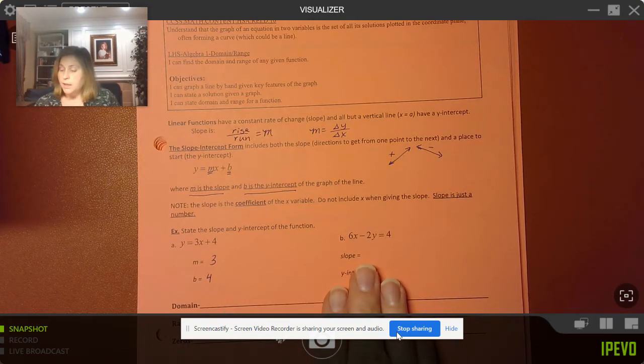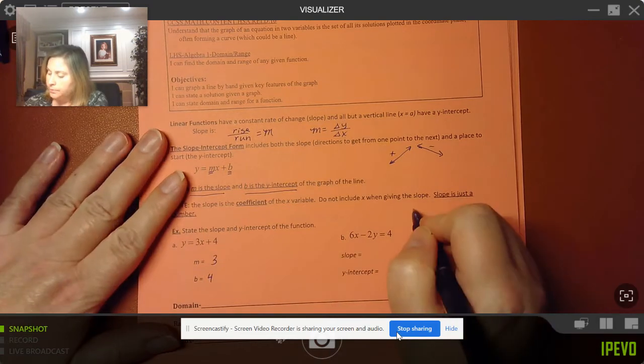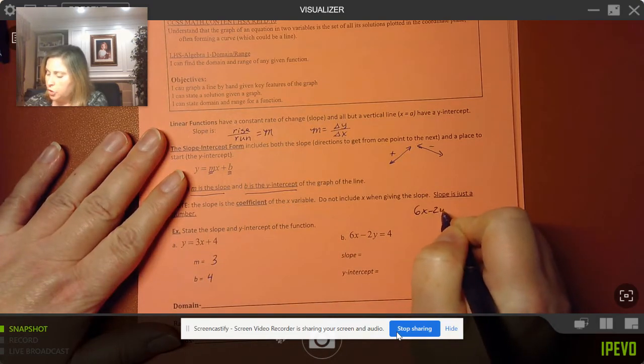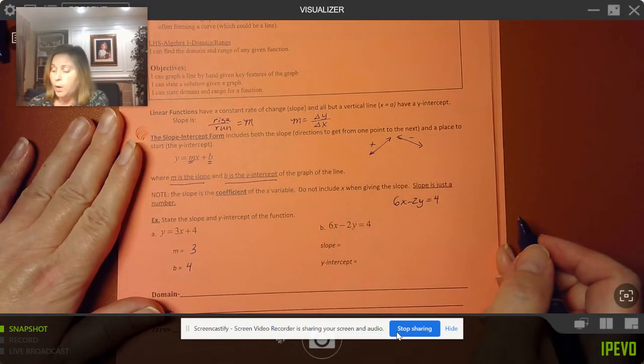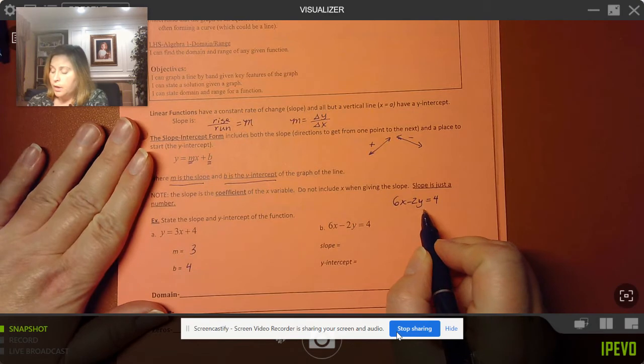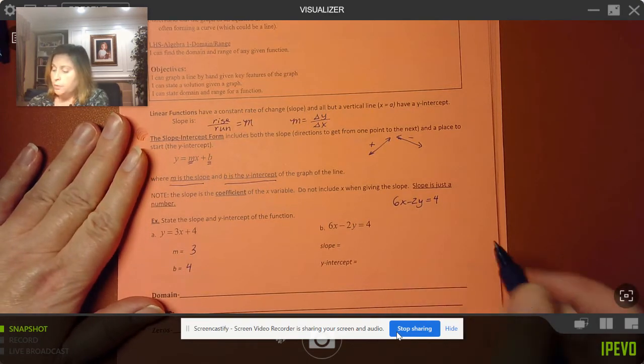So when we look at the second line, this is not in slope-intercept form. So we need to pull on our last lesson from Unit 2, writing y as a function of x, because we want to isolate the variable y, so that makes it convenient for us to graph the equation. So we have 6x minus 2y equals 4. And we want to isolate the variable y so that we can conveniently graph our equation. We want it in slope-intercept form.